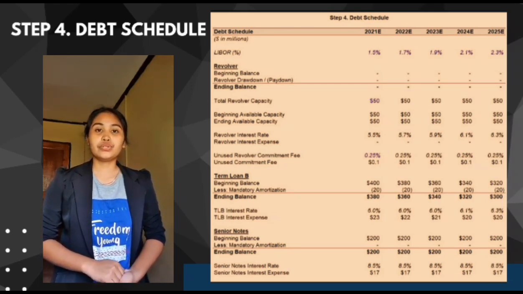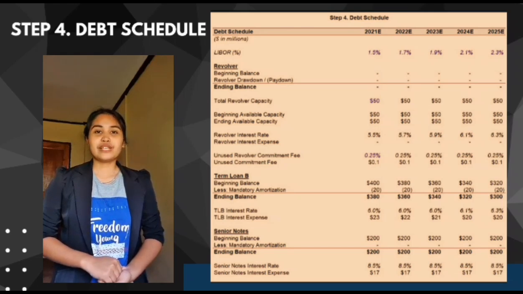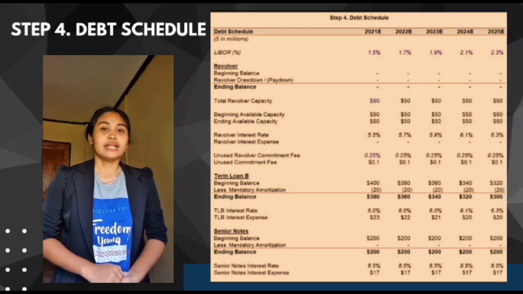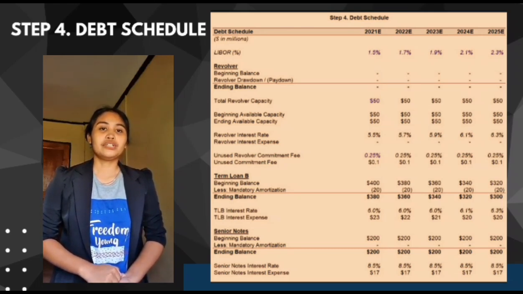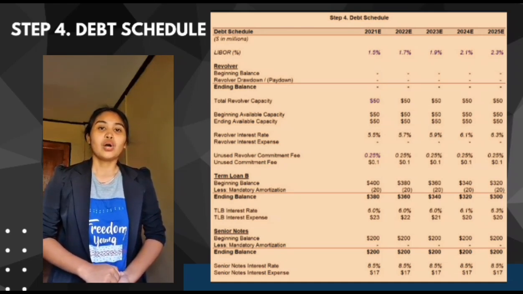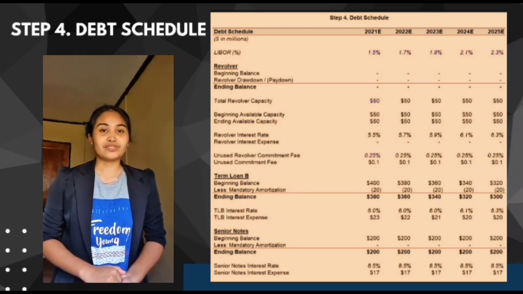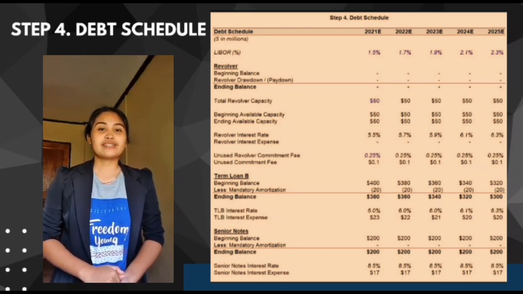Next is the unused commitment fee. This is the fee charged by the lenders on the unused portion of the revolver capacity. In this case, it's a small percentage of the unused amount from 50 million, resulting in a consistent fee of 0.1 million, or 100,000 per year. In the middle section, the term loan B. This row represents the initial principal amount of the term loan B, which is 400 million in 2021 estimate.